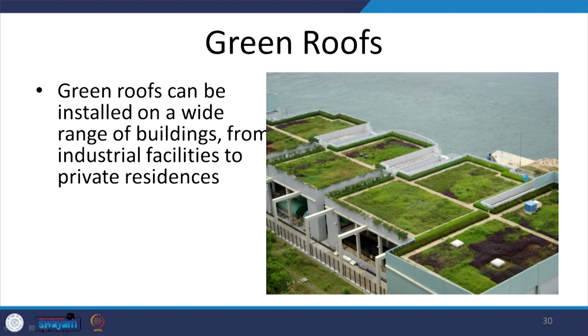The other strategy, as we have just seen, is the green roof. The roof is the part of the building which receives the maximum amount of solar radiation. So, if we turn our roof surfaces into green roofs where there is vegetation, it will substantially reduce the amount of heat received by the building's hard surface.